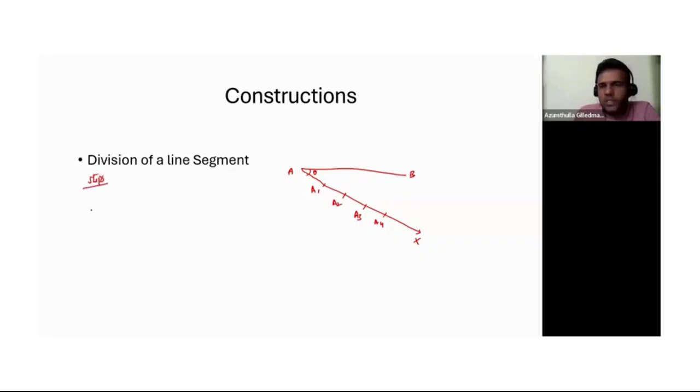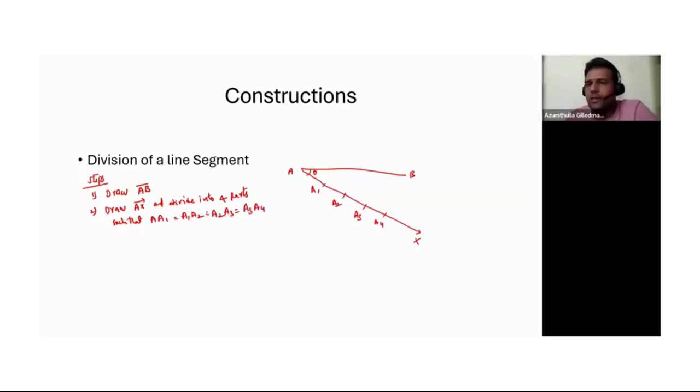Let's include the steps as well, right? The first step is draw the line segment AB. Number two, draw AX and divide into 4 parts. How should I divide? Such that the divisions should be equal. So A A1 equal to A1 A2 equal to A2 A3, equal to A3 A4. In this case, I just took 2 centimeters.